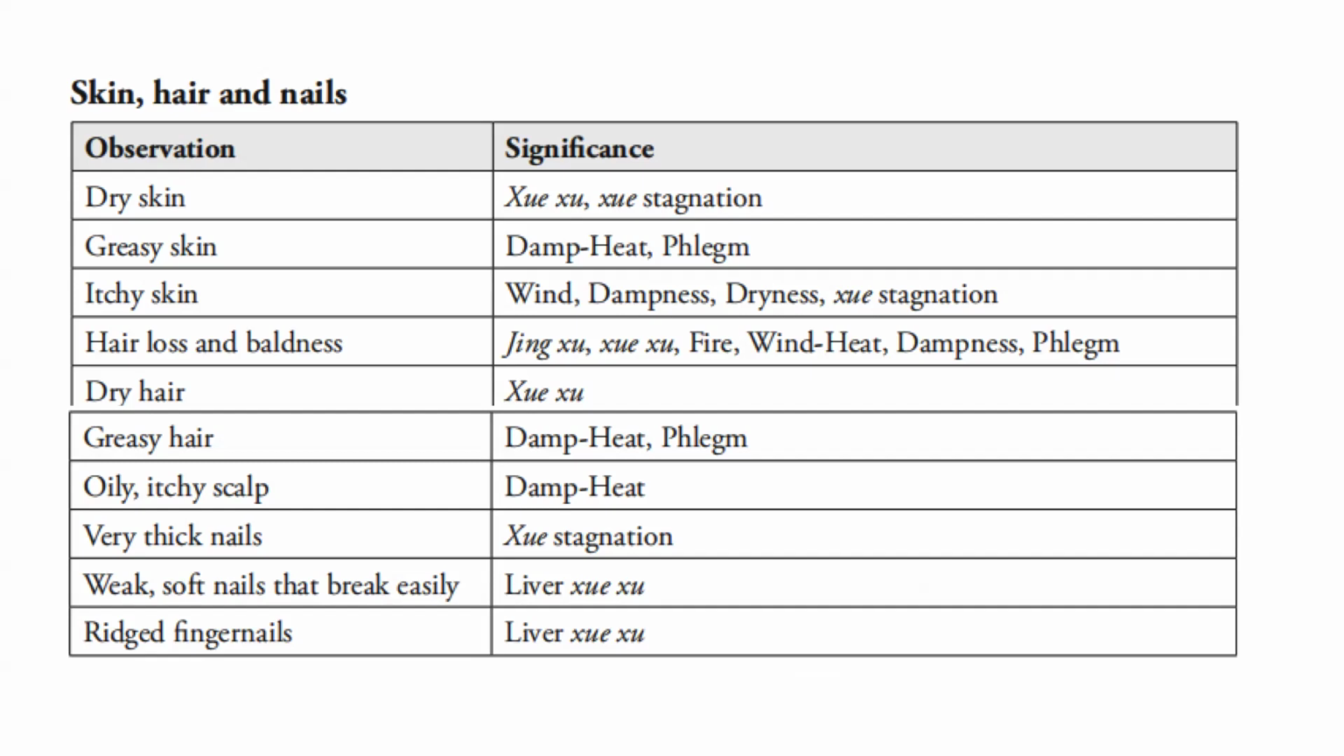Very thick nails means blood stagnation. Weak, soft nails that break easily is a liver blood xu. Rigid fingernails, significance is liver blood xu.